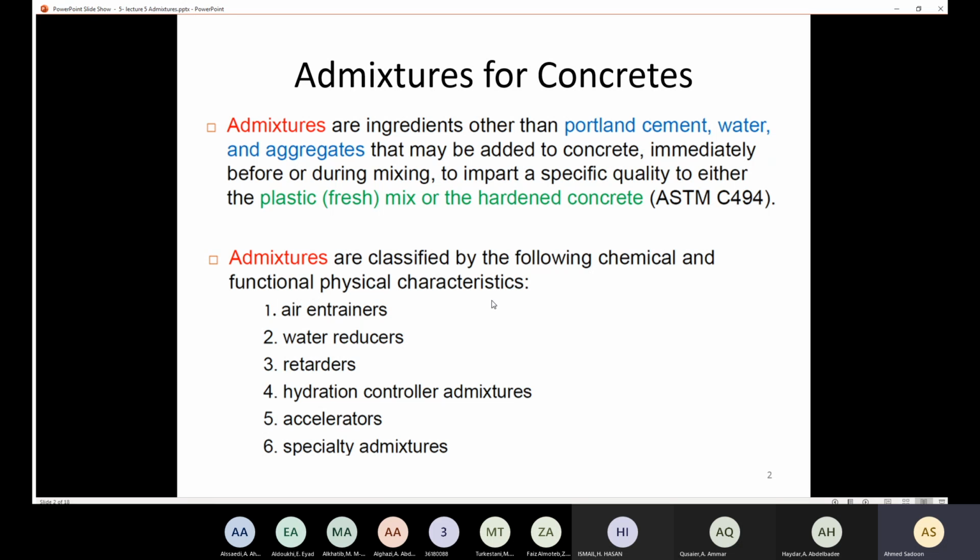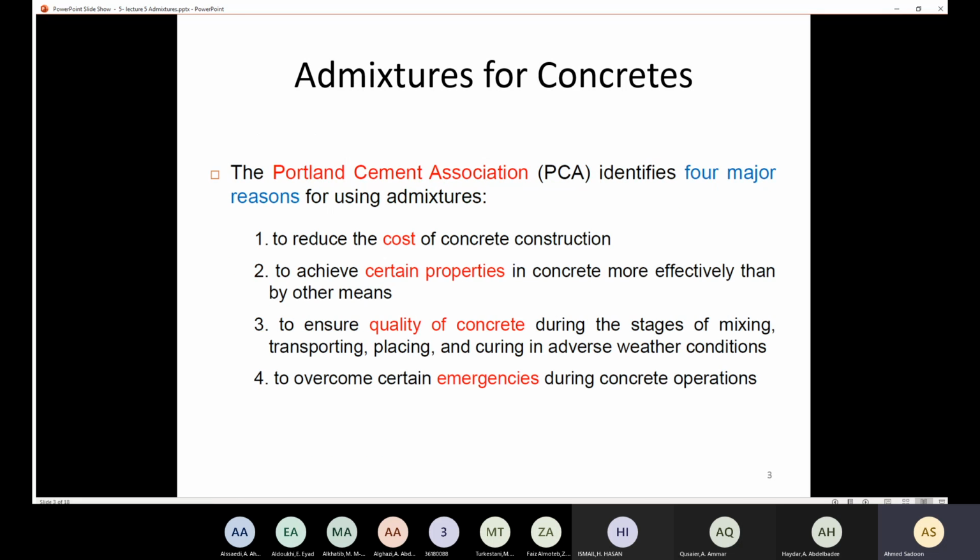We have many types of admixtures, and the admixtures are classified by the following chemical and functional physical characteristics. The first type, we have the air-entrainers, and then we have the water reducers, the retarders, the hydration controller admixtures, the accelerators, and the specialty admixtures. In this lecture, we are going to talk about each and every one of them. But before that, we need to know what the PCA, the Portland Cement Association, says about why we should use the admixtures.